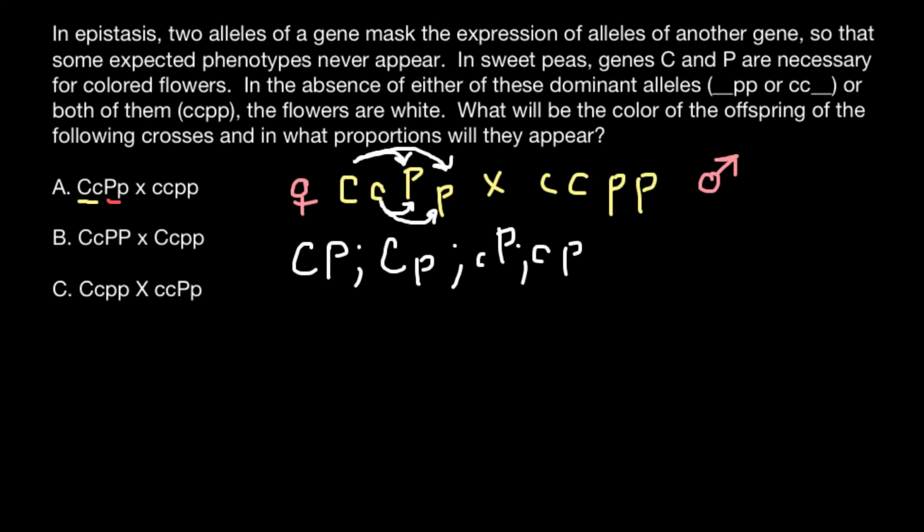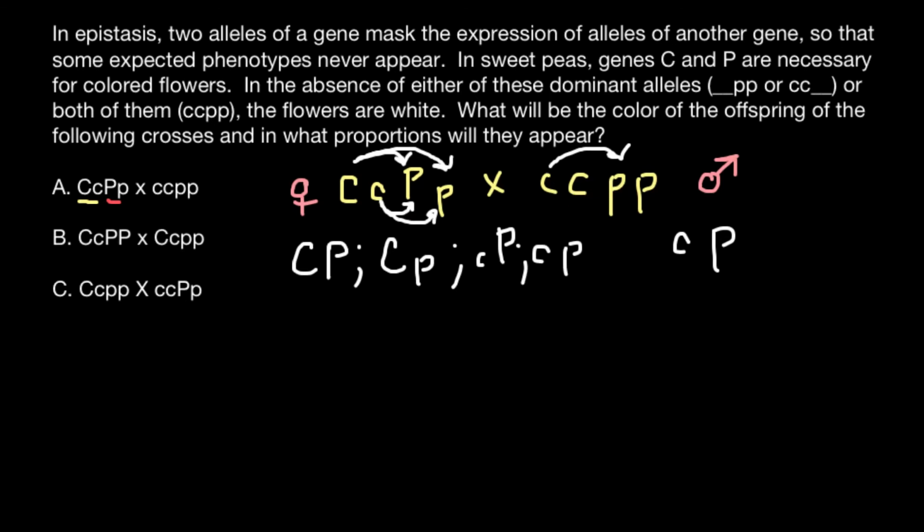And the parent on the right, the male parent, would be able to produce only one type of gamete. That is going to be small c and small p. And as you see, all the rest would be the same. So here we would also have small c, small p.